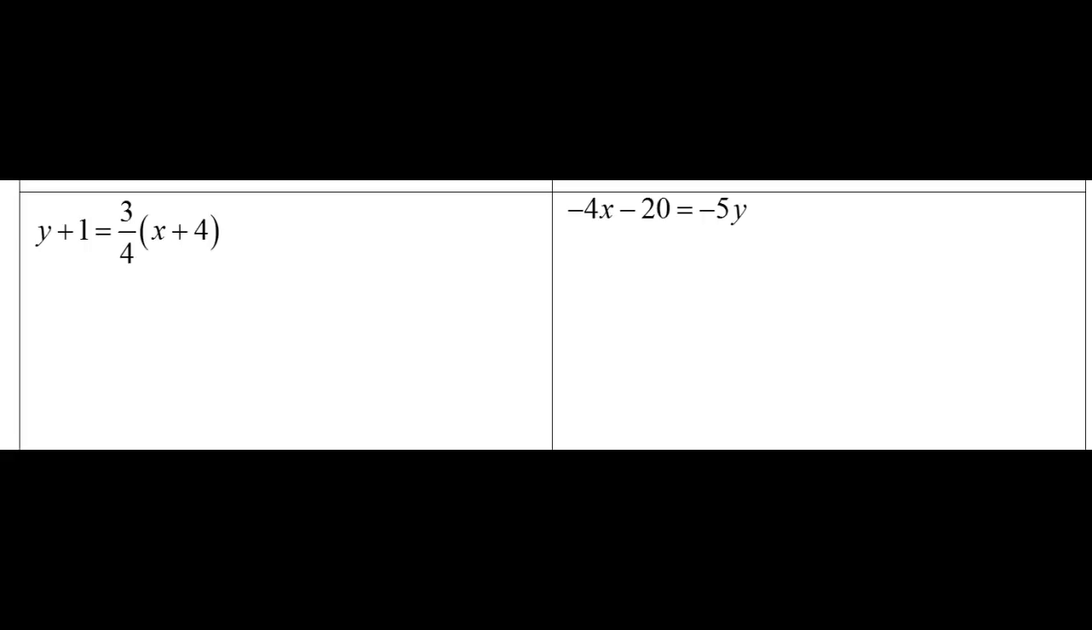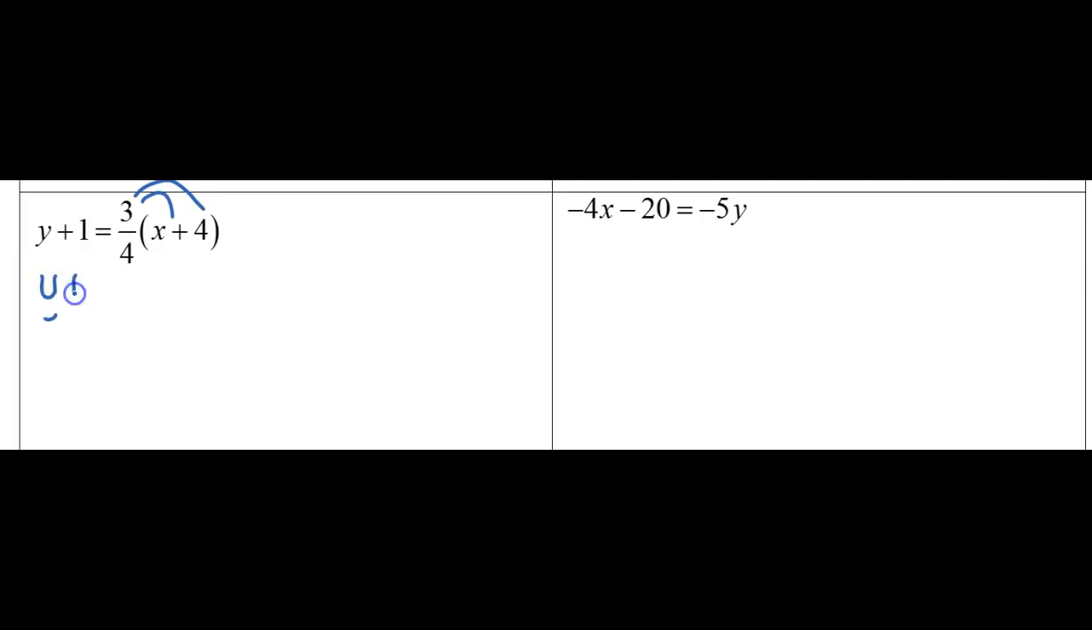This first problem we have here is y plus 1 equals 3/4 times the quantity of x plus 4. This one is written in point-slope form. All right, now you have options with this. I think personally the best thing to do is to first distribute, because if you want to get rid of that fraction, don't forget it does not get multiplied to the quantity on the inside. So I think it is easiest to go ahead and multiply my 3/4 out.